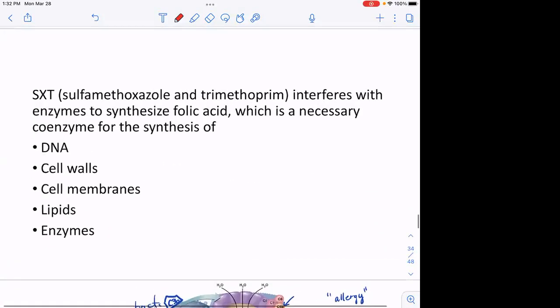And sometimes we study all the details and then we kind of forget the big picture, the so what. Sulfa drugs interfere with a bacteria's enzymes to make folic acid. Why do they need folic acid? It's a coenzyme that's necessary for bacteria as well as our cells to make DNA, to make nucleic acids. Okay, so of course we get folic acid from our diet, so that SXT is selectively toxic.